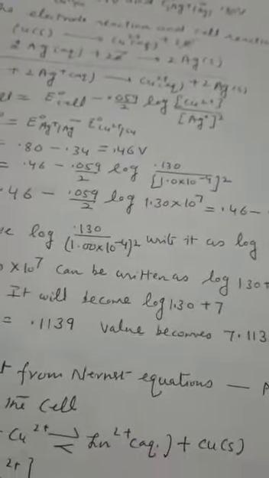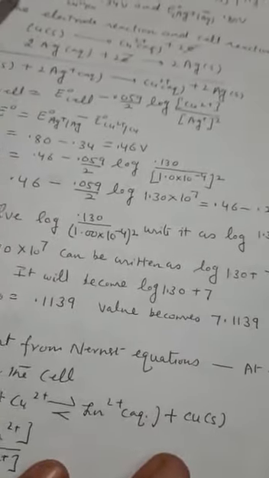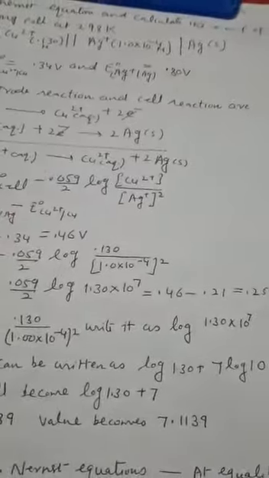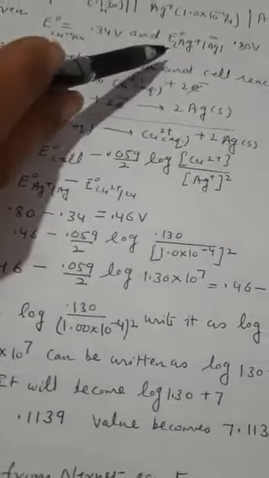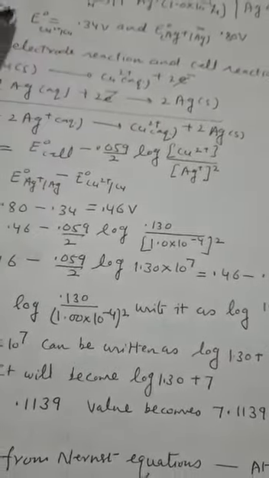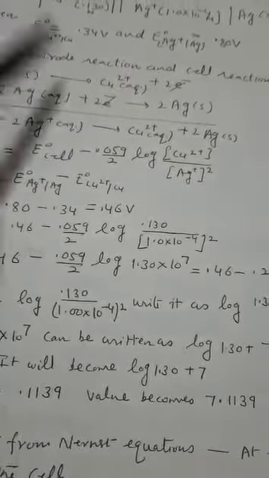For solving this numerical, first write the redox reaction. In this case, the E naught value of copper is less and the E naught value of silver is greater. That means oxidation of copper and reduction of silver will be taking place.